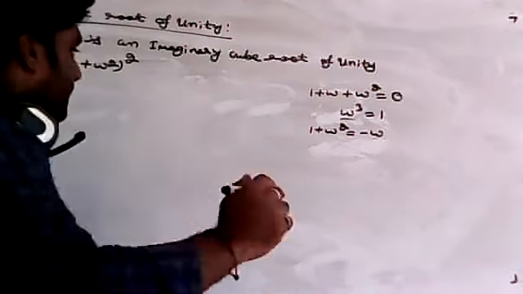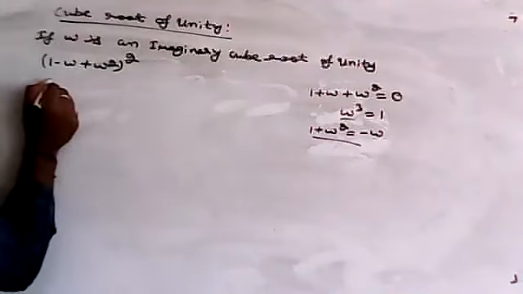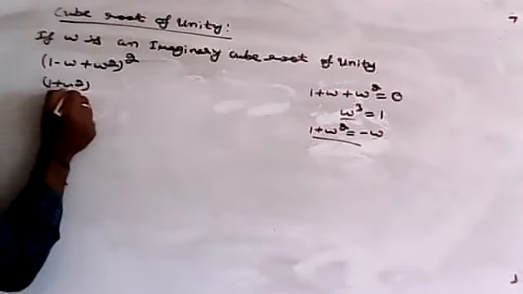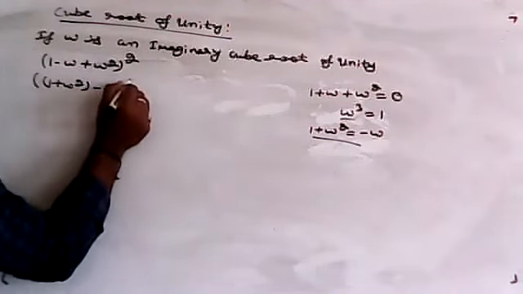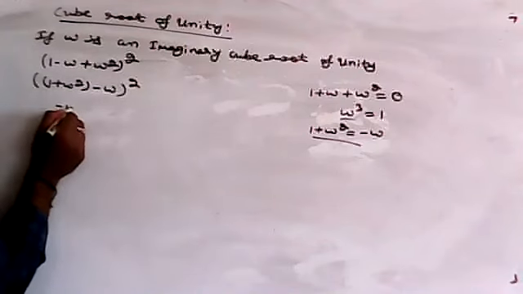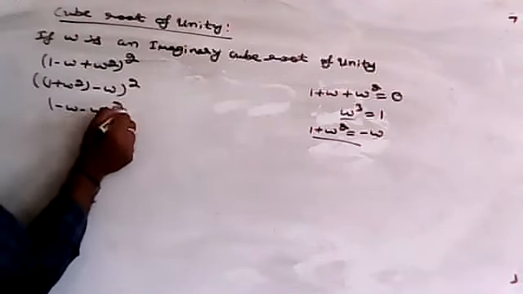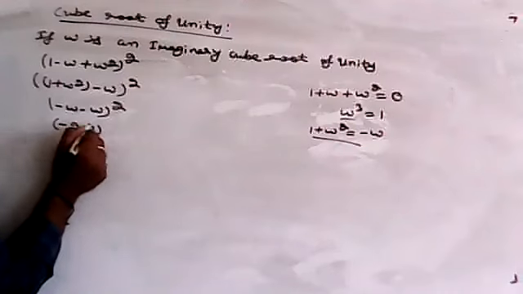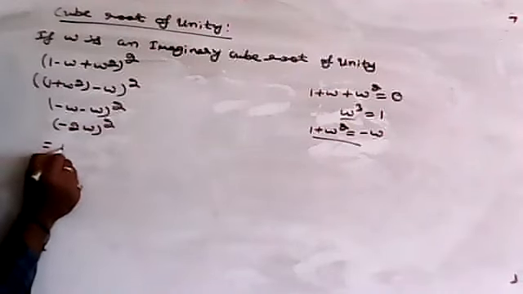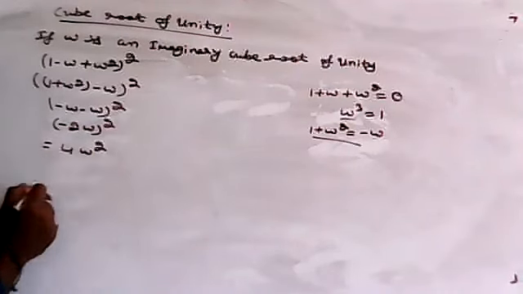Yes, good. Same. So 1 plus omega square as one term, minus omega, the whole square. This is nothing but (minus omega minus 2 omega) the whole square. The answer is 4 omega square. Correct?